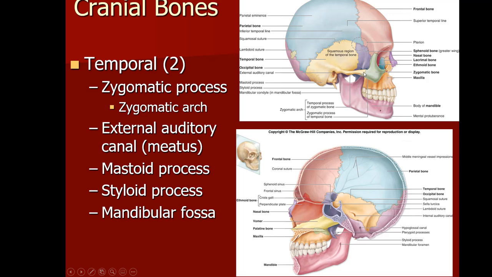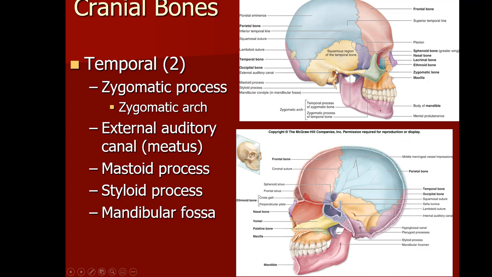This process sticking forward is called the zygomatic process. It actually makes up something called the zygomatic arch, which is this whole thing. Just listen closely to this because a lot of students get confused here. This part of the temporal bone is called the zygomatic process. This entire structure, including this green little part right here, is called the zygomatic arch. So the zygomatic process helps make the entire zygomatic arch.